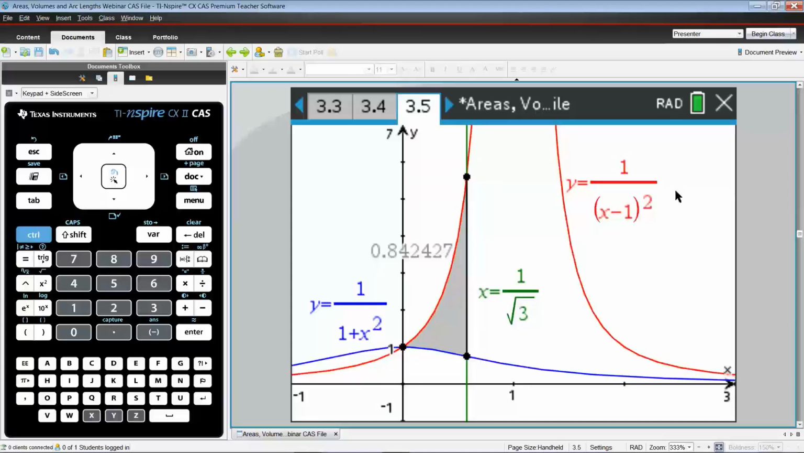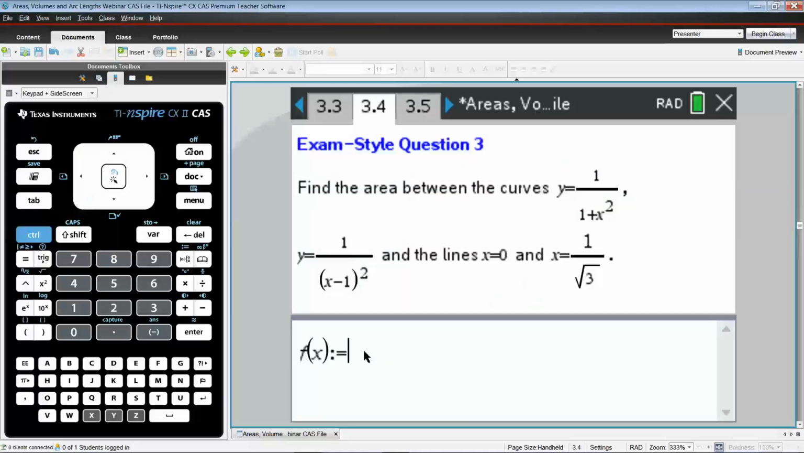So this red graph here is the truncus given by the equation y equals 1 over x minus 1 squared. And this blue graph here is the graph of the function y equals 1 over 1 plus x squared. And this green vertical line here is x equals 1 on root 3. So as you can see, within the interval given by 0 to 1 on root 3, we've got the truncus being above this bell curve over here. So what that suggests is that we probably should define f of x to be the truncus, which I will go ahead and do right now.